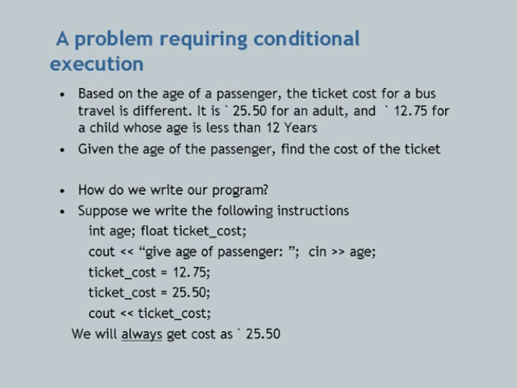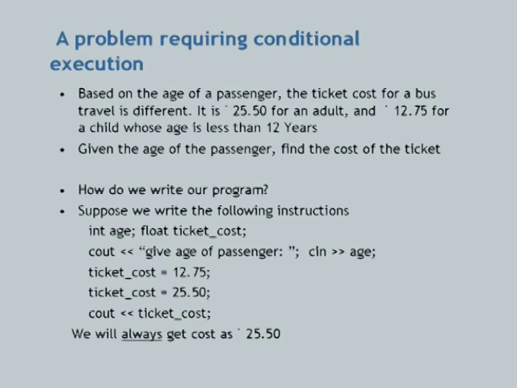I collect the age. Now there are two possible ticket values, 25.5 and 12.75. So let's say I write the assignment statements. ticket_cost = 12.75. I immediately write ticket_cost = 25.50 and I output the ticket cost. So what will be output? The last assignment. And it does not matter what the age is, because in fact in my entire program I am not referring to the value of age anywhere. So we will always get the cost as 25.50 irrespective of the value of the age.